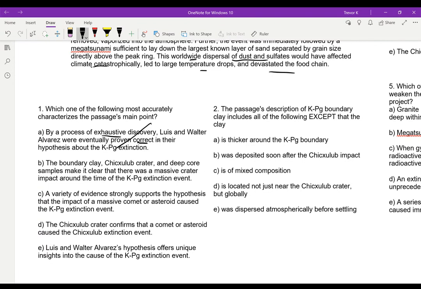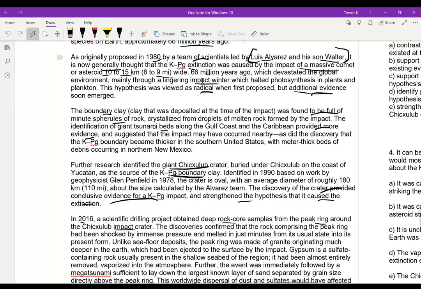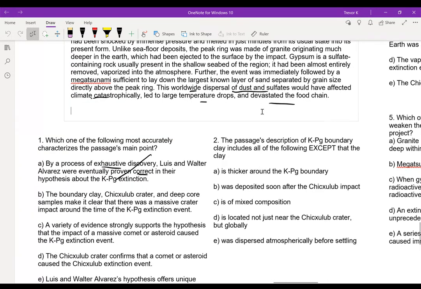The boundary clay, Chicxulub crater, and deep core samples make it clear that there is a massive crater impact around the time of the KPG extinction event. No, because if we look back up here, the whole point is it's a hypothesis and then we get evidence for that hypothesis. And B doesn't sound like there's a hypothesis, and it's not even clear that the crater caused the extinction. It really just doesn't mention the hypothesis, comet or asteroid causing extinction. So I'm going to say no.